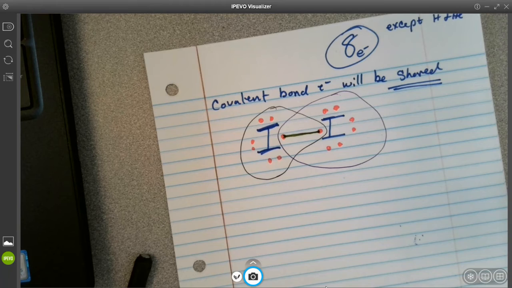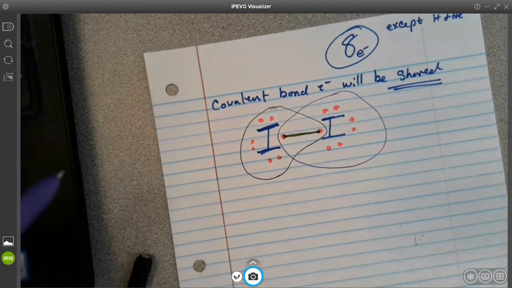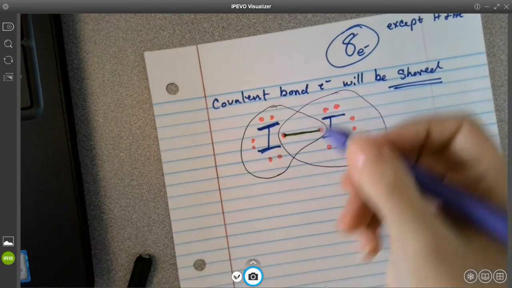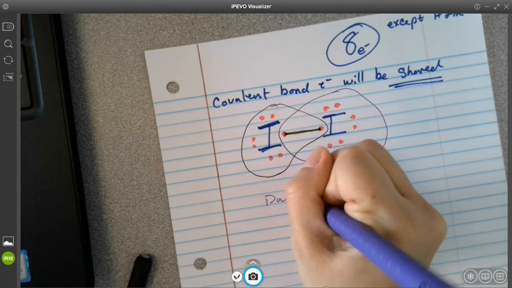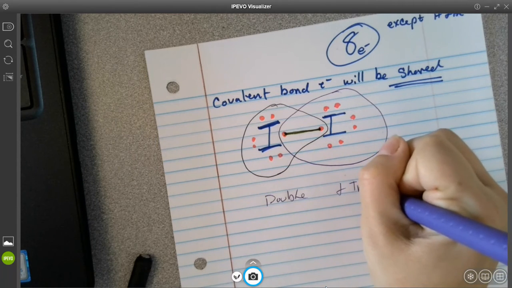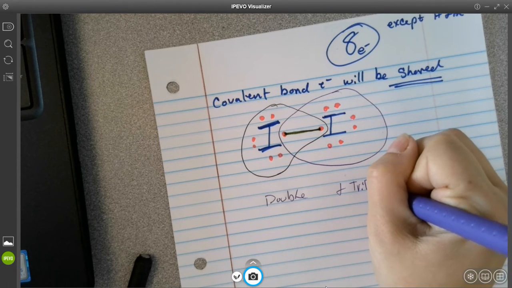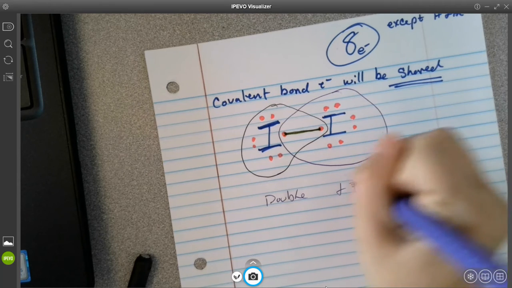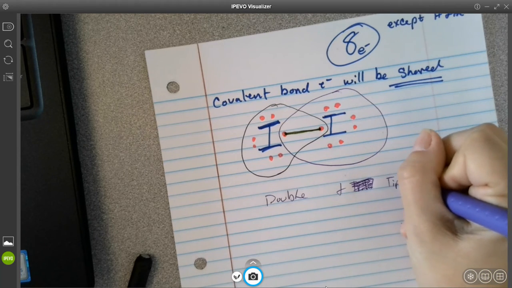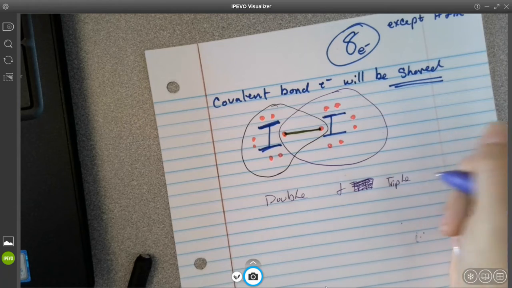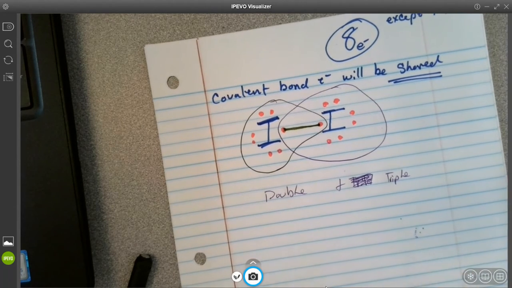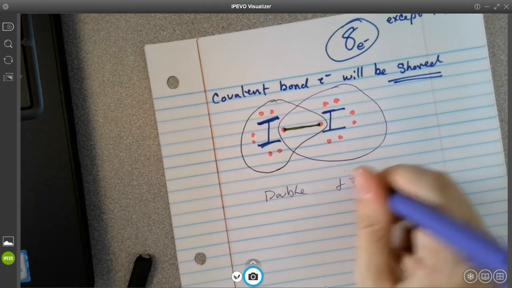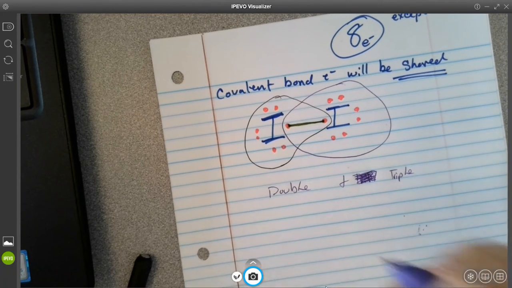Now, there is a little issue. There's always a little something extra added on to this. And that with covalent bonds will come double and triple bonds. Yeah, I know that's spelled wrong. There you go, triple. If I misspelled it, you can send me an email. I don't care. But you have double and triple bonds.